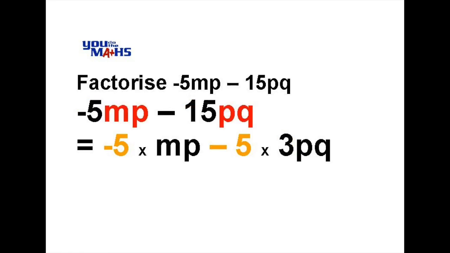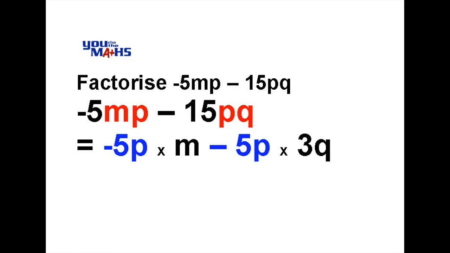Having a look at the letters, we can see that in the first term we've got MP, and in the second term we've got PQ. So a common letter to both terms is P. What we'll do then is take the P outside the front of the first term, join it up with a negative 5, and take the P out the front of the second term and join it up with a negative 5 there also. A quick check of the two terms would see that when multiplied they go back to the original statement of negative 5MP minus 15PQ.